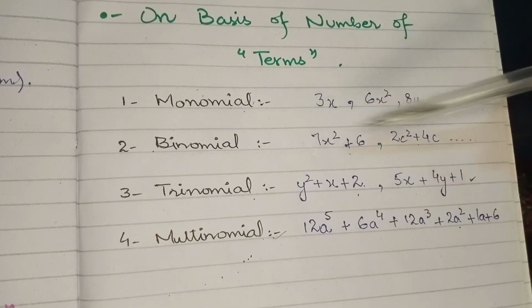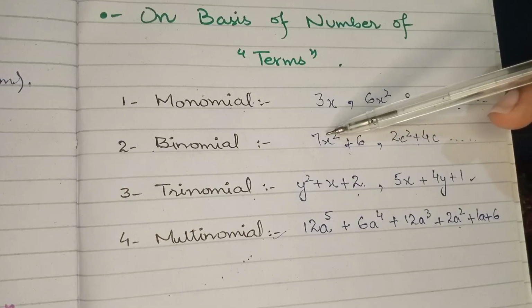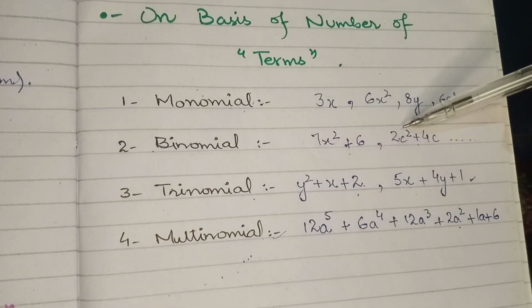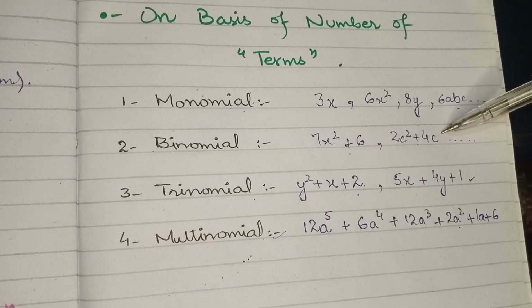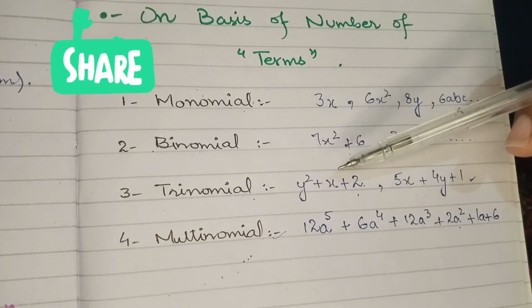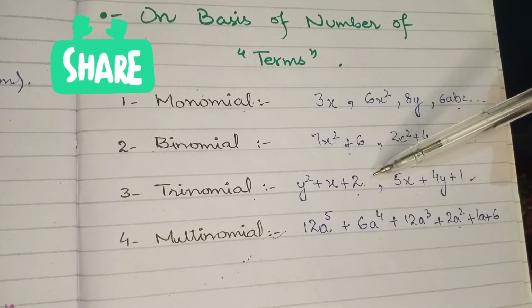Second, if we see the binomial, 7x squared plus 6, there are 2 terms present, 1 and 2, separated by a positive sign, so it is a binomial. 2c squared plus 4c is also an example of a binomial, because there are 2 terms separated by a single positive sign. Third one is trinomial, y squared plus x plus 2.